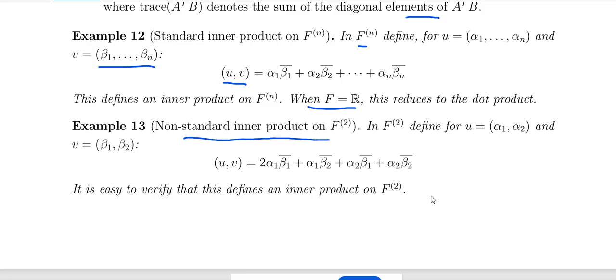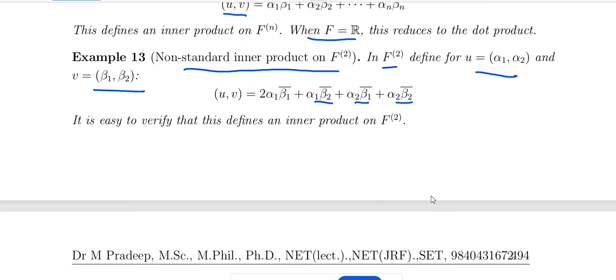Non-standard inner product on F2. In F2 define U equal to alpha 1, alpha 2, and V equal to beta 1, beta 2. So U comma V inner product is defined as non-standard. This is the standard. And non-standard: 2 alpha 1 beta 1 bar plus alpha 1 beta 2 bar plus alpha 2 beta 1 bar plus alpha 2 beta 2 bar. So it is easy to verify that this defines an inner product on F2.